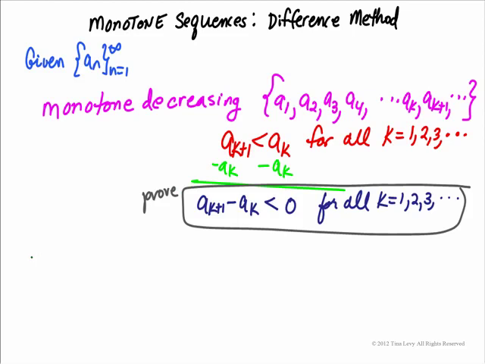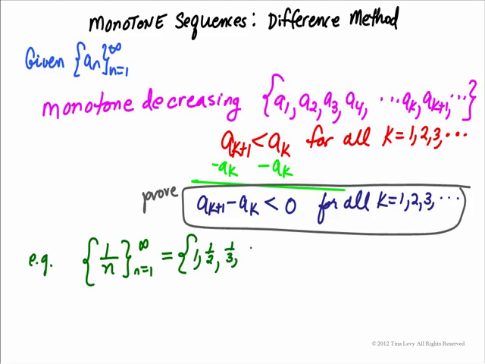My example would be, let's look at the sequence 1 over n, as n goes from 1 to infinity. It's the sequence 1, 1/2, 1/3, 1/4, 1/5, and this goes on indefinitely. So my guess for this, just looking at the first few terms, is that it is decreasing. But I'm going to have to prove this is true for all terms, k being 1 to infinity.